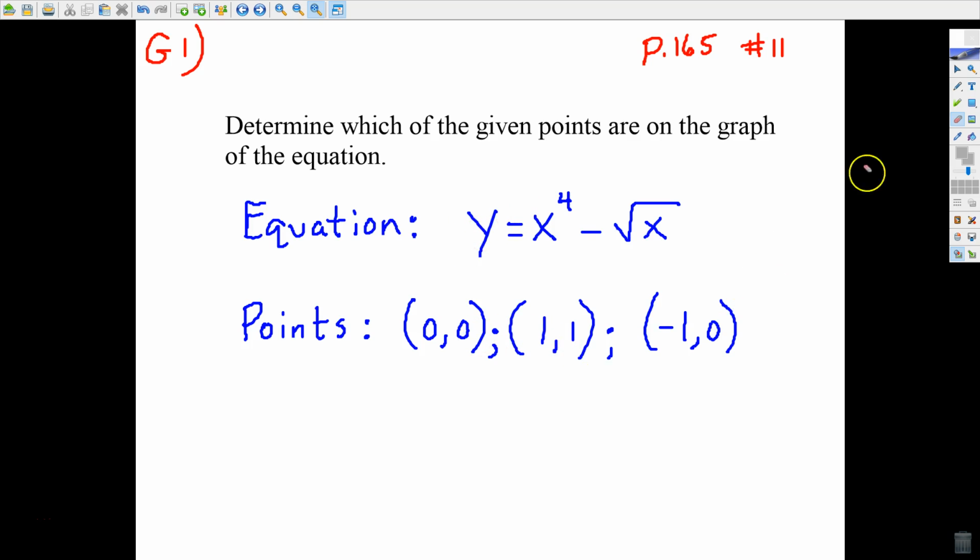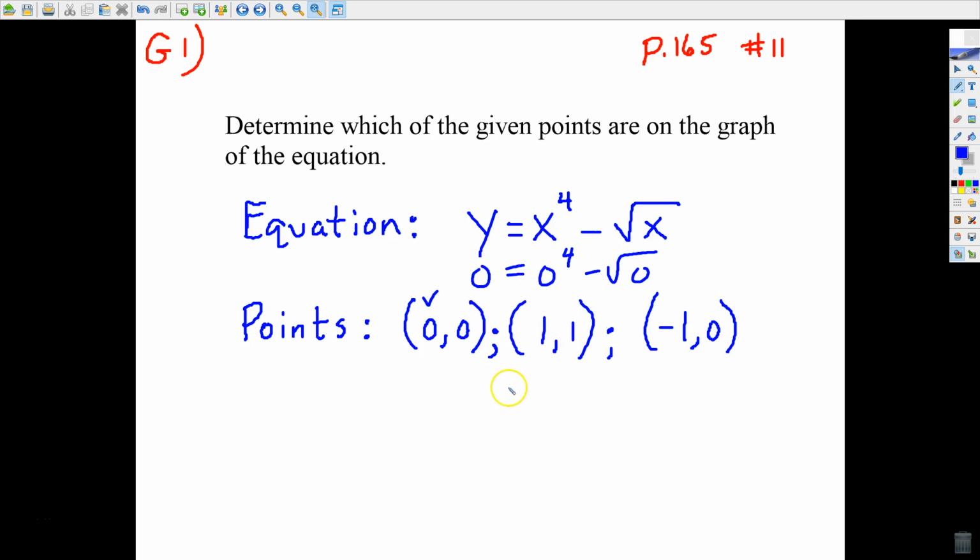Okay, and so that first one's probably pretty obvious. If we let y be 0 and x be 0, 0 to the 4th is 0, square root of 0 is 0, this makes the equation true, so this point would be on the graph. So let's just make sure, it could be that more than one of these points falls on the graph. So let's just go ahead and do a little test of all of the others.